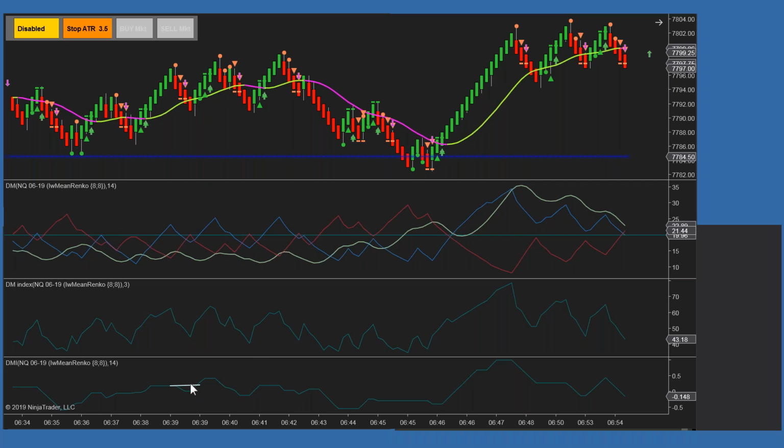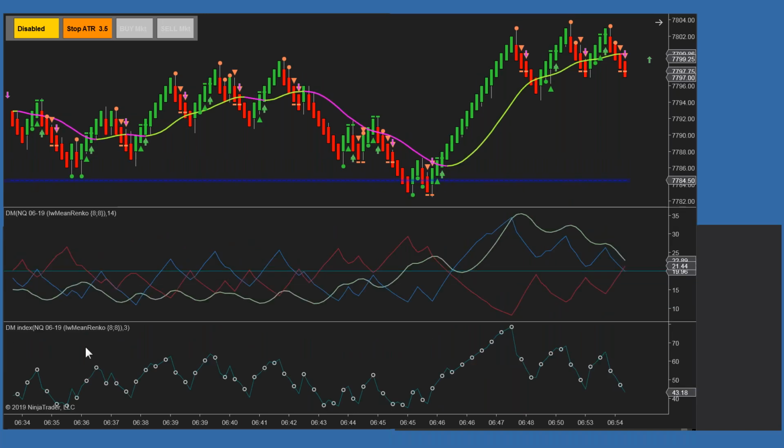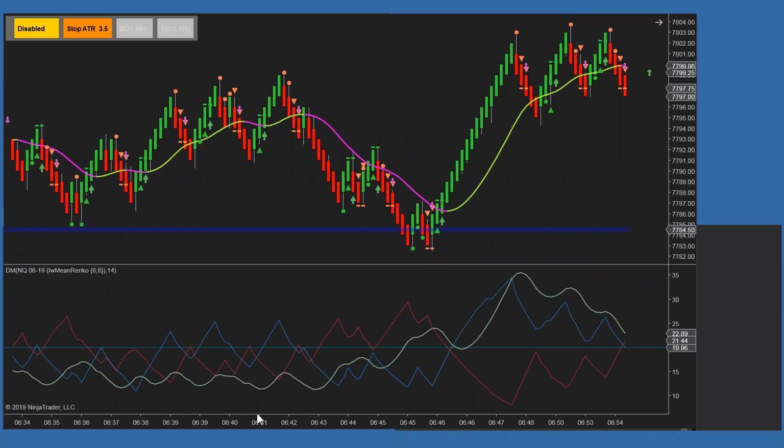All right, and this one, I don't know. It always makes me a little bit scared when I see things moving that quickly. I like to keep things fairly simple. You can do lots of things just with your basic DMI.